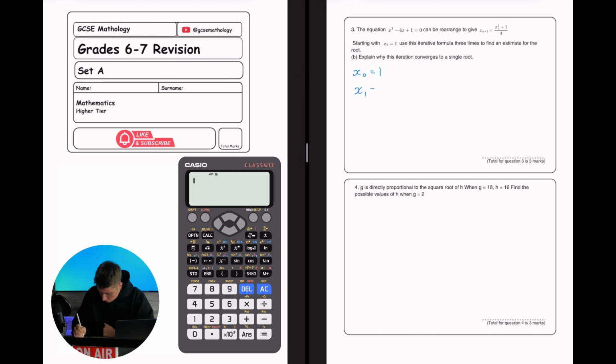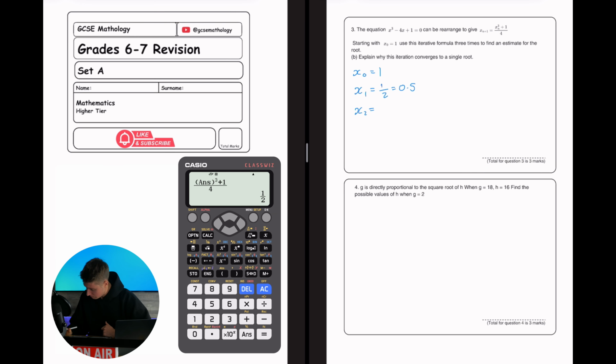So to get x1, what we need to do is go to the calculator, input 1 into the calculator, press equals, then clear the calculator, and this is stored as the ANS function. So we're going to replace this xn with ANS. So fraction button, then ANS, this is cubed plus 1 over 4. So this will tell us what x1 is. So x1 is a half, or 0.5.